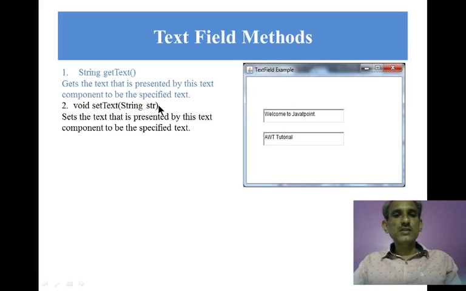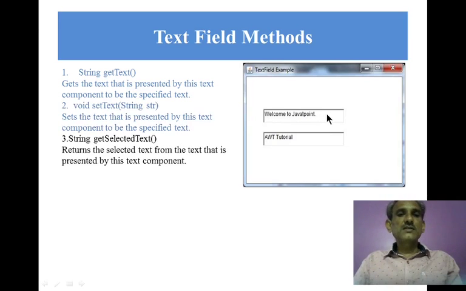If you want to display some text in the text field, then you can write t1.setText with the text which you want to display in the text field. Suppose here I am displaying "welcome to Java T point" in the text field. So I just write t1.setText("welcome to Java T point"). So that text is displayed in this text field.